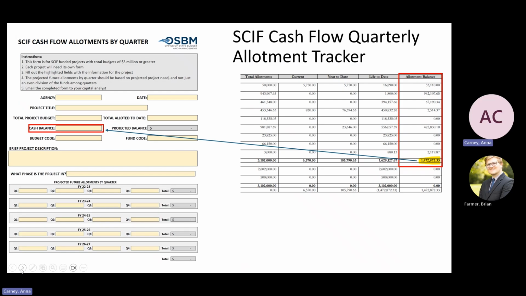One thing we wanted to point out, so this is the form that's actually used on the left-hand side when a quarterly allotment is submitted. A lot of times in the cash balance field, the submission will just be the total project budget minus the total allotted to date, when really that should come from the allotment balance that's in the 725 report. So how much cash of what you've been allotted is still available to spend on the project as you're submitting a request for more funding.